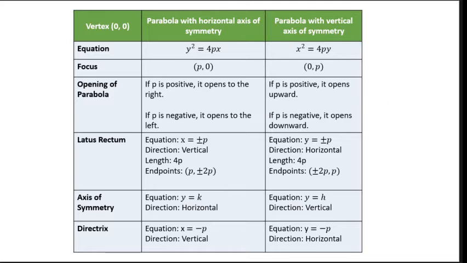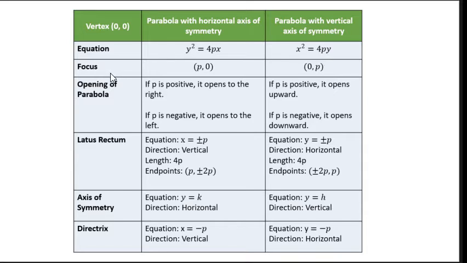A parabola which has a vertex at (0, 0), or the vertex of the parabola is at the origin of the Cartesian plane. So we have here two kinds of parabola. A parabola with horizontal axis of symmetry and a parabola with vertical axis of symmetry. Given the standard equation of the parabola with vertex at (0, 0), for a parabola with horizontal axis, we have y squared is equal to 4px. And for a parabola with a vertical axis of symmetry, it is x squared is equal to 4py.